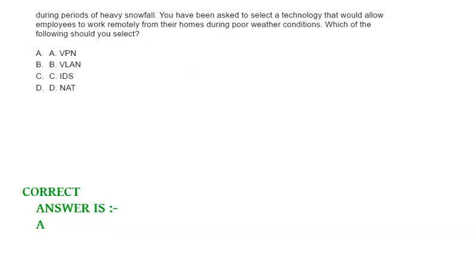Option A. VPN. Option B. VLAN. Option C. IDS. Option D. NAT. Correct answer is option A.